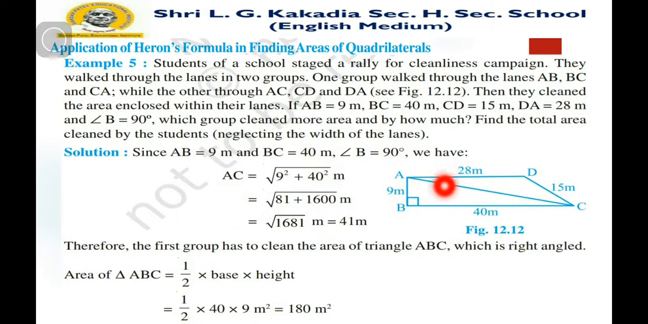In a right angle triangle, you can use half base into height to find the area. Therefore, the first group has to clean the area of triangle ABC, which is right angled. So the area of right triangle ABC is equal to half into base into height, which is half into 40 into 9 meter square, which is 180 meter square. So this is the area that is cleaned by group A.